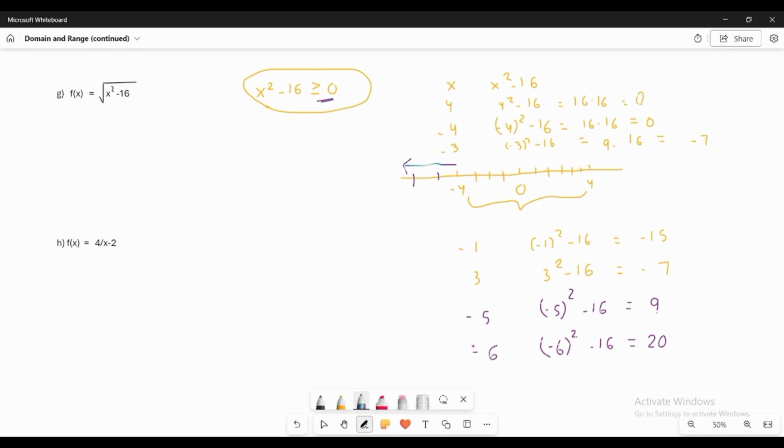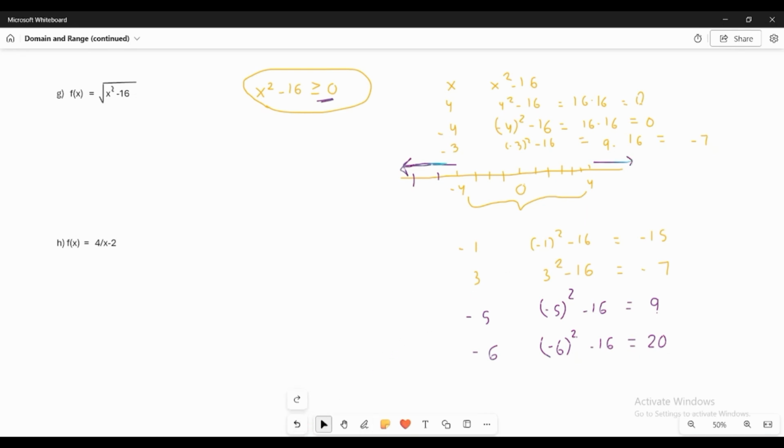Similarly, if you take any value of x that is greater than 4, you can check this out, right? So let's say this time we are taking positive 5. So positive 5 squared minus 16 is also 9. And if we are taking x to be positive 6, then positive 6 squared minus 16 is 20. So again it is greater than or equal to 0. That means all the values that are less than or equal to negative 4 and that are greater than or equal to 4 are going to satisfy this inequality.